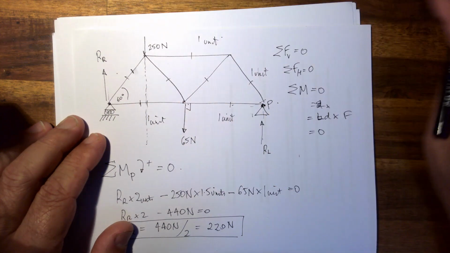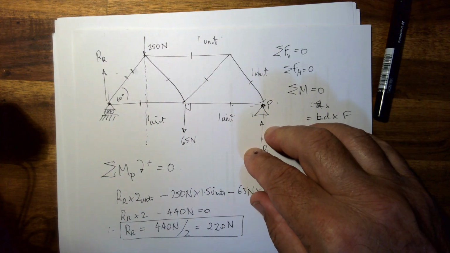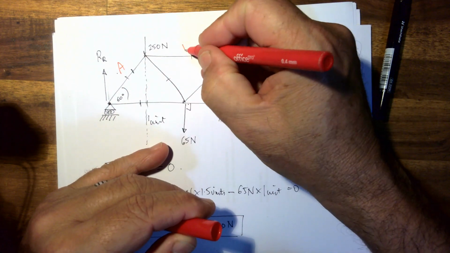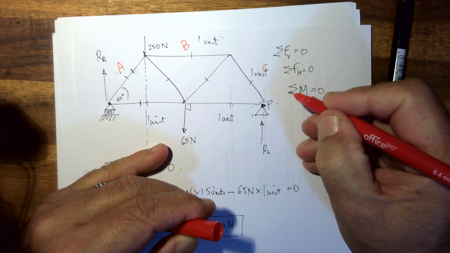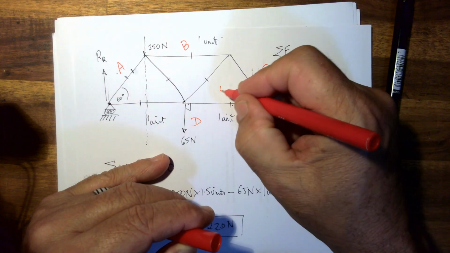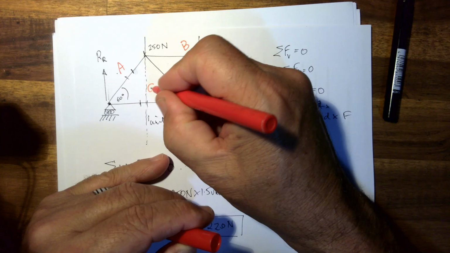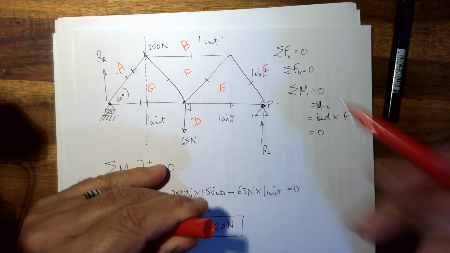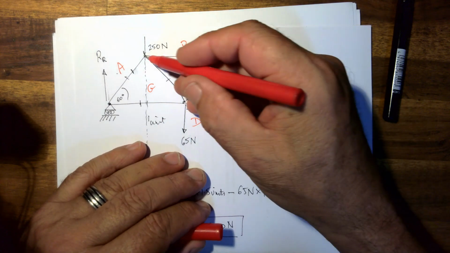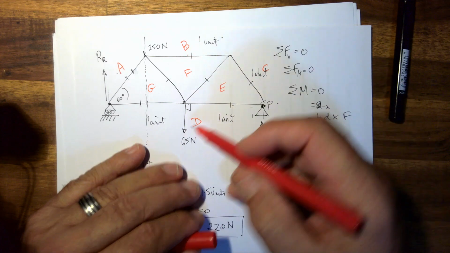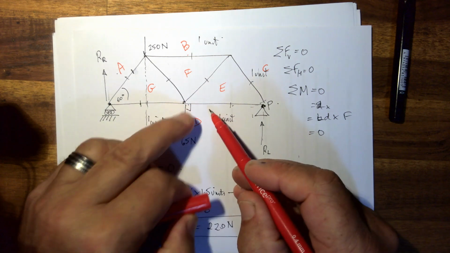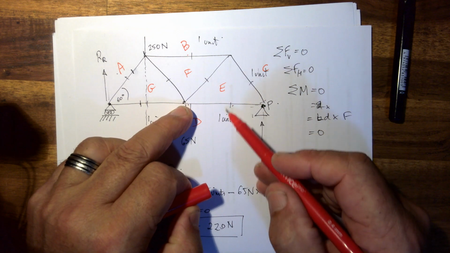So let's say, and I'll try and do this in red so it makes it a bit easier to see. We'll call this area A, that area B, this area C. We'll call this area D down here, that big area E, F, and G. And that way we can label things really easy. Like this member here will be EG. This one across here will be BF. This one here will be GD. And this to my right will be ED.